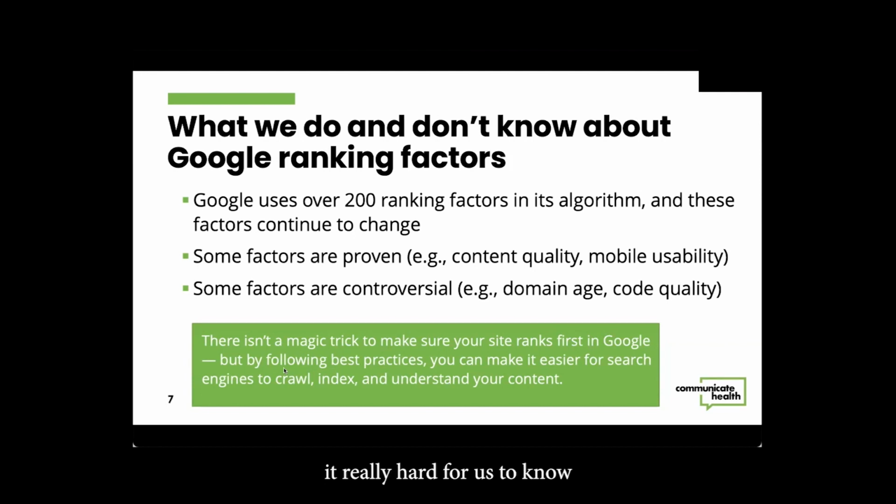So that can make it really hard for us to know, what do we prioritize? As we go through, some of the factors we'll talk about are proven. Things like content quality and mobile usability are factors that directly impact your website search position. And then there are some factors that are a little more controversial, for example, domain age or code quality.